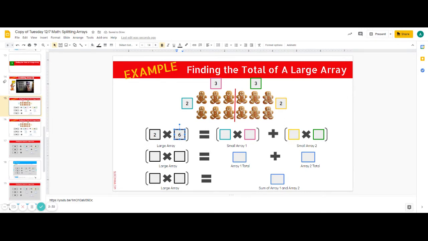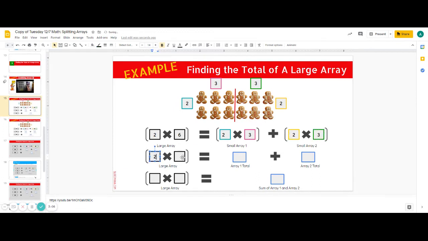And something cool about the number is we can see that 3 columns in the small array and the 3 columns in the second small array add up to 6. And that makes sense. We cut it right down the middle, so our columns are going to be half of the large array's columns. So 2 times 6 equals, we figured this out, 2 times 3 plus 2 times 3.